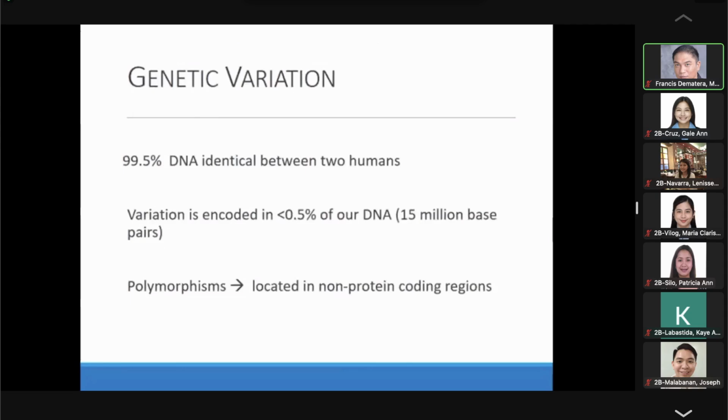Genome sequencing showed that any two humans are typically more than 99.5% identical in DNA. So the individual variation is encoded in less than 0.5% of our DNA, and this includes differential susceptibility to diseases and environmental stimuli. And the genetic variations, which we call polymorphisms, associated with disease lie within the non-protein coding regions.